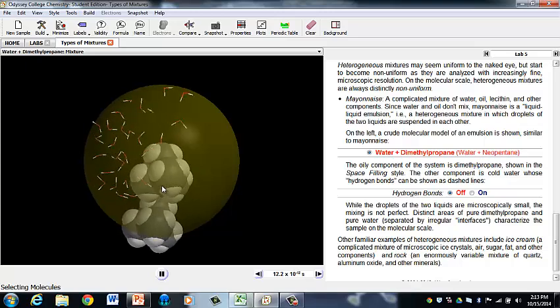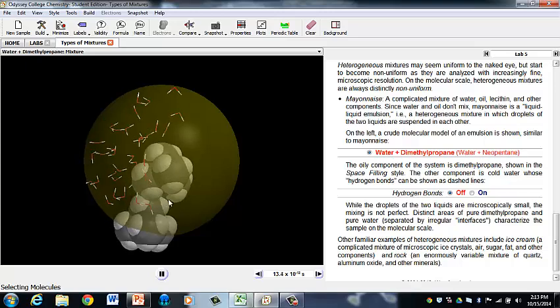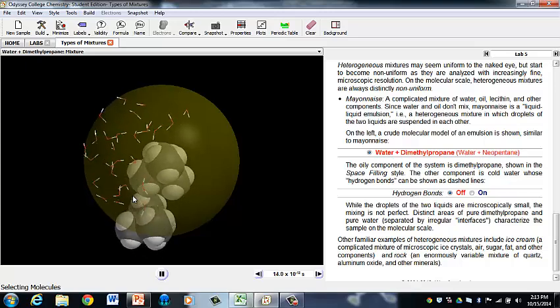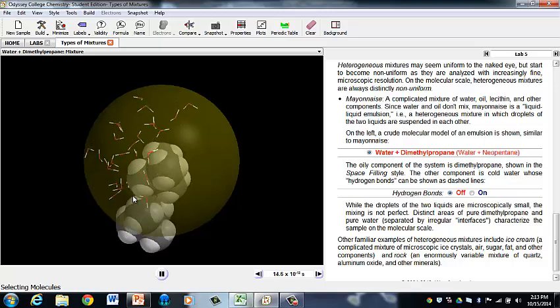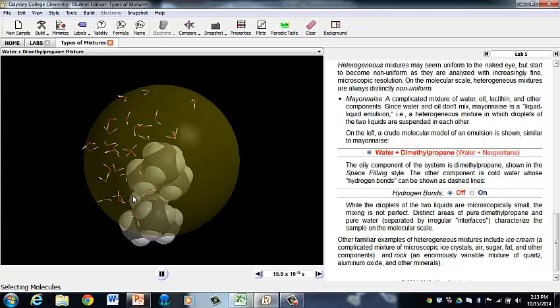So as you can see, the water's not getting in between the neopentane because there's nothing for it to hold on to. It's just going to stick with other water molecules. And you can see they're just vibrating around the neopentane sort of at random.